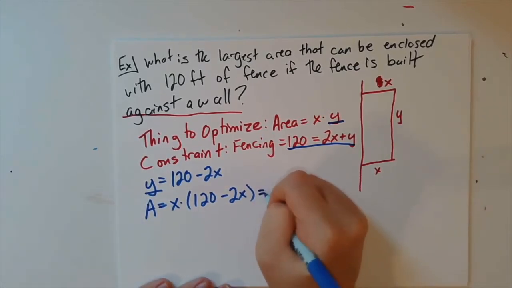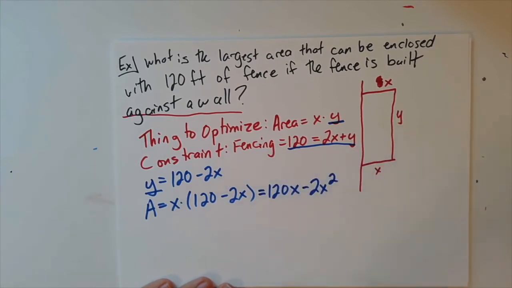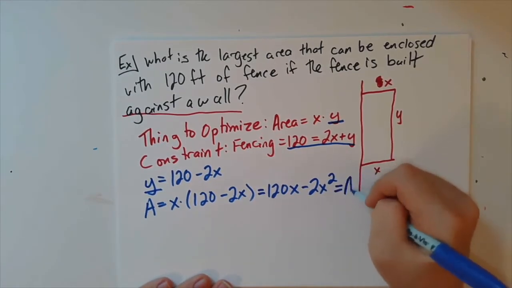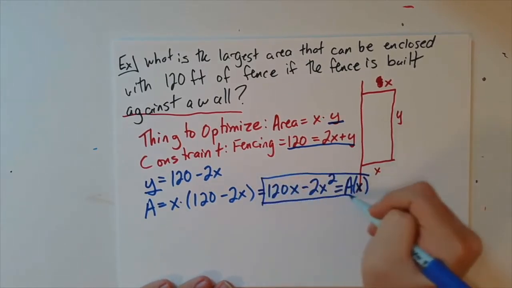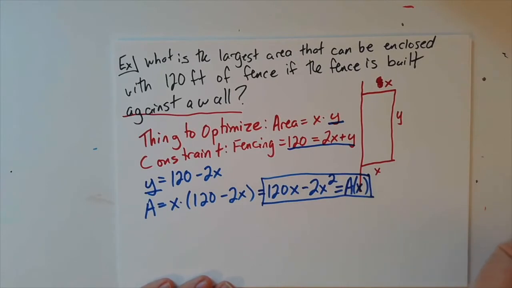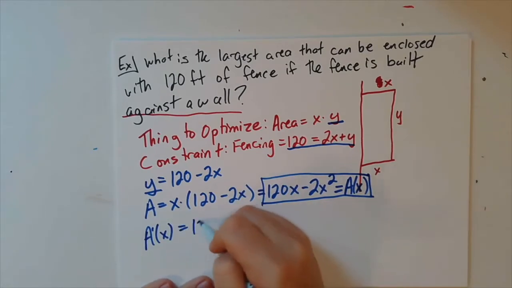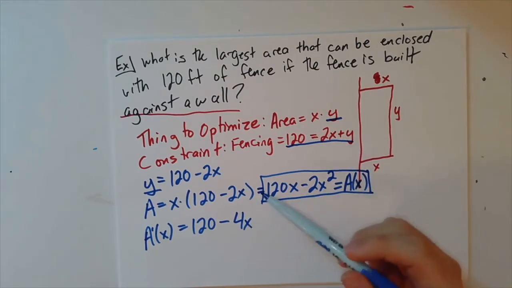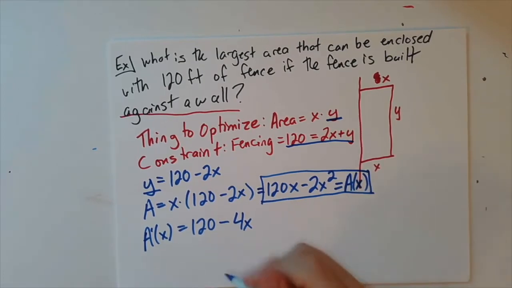I'll go ahead and spell that out. That is 120x minus 2x squared. That is my area, now written as a single variable function. This has been our goal the whole time, because now I can take the derivative of it. So A prime of x is 120 minus 4x. And remember, thanks to Fermat, that the maximum and minimum occur either at the endpoints or where the derivative is 0. So we'll solve for where the derivative is 0.